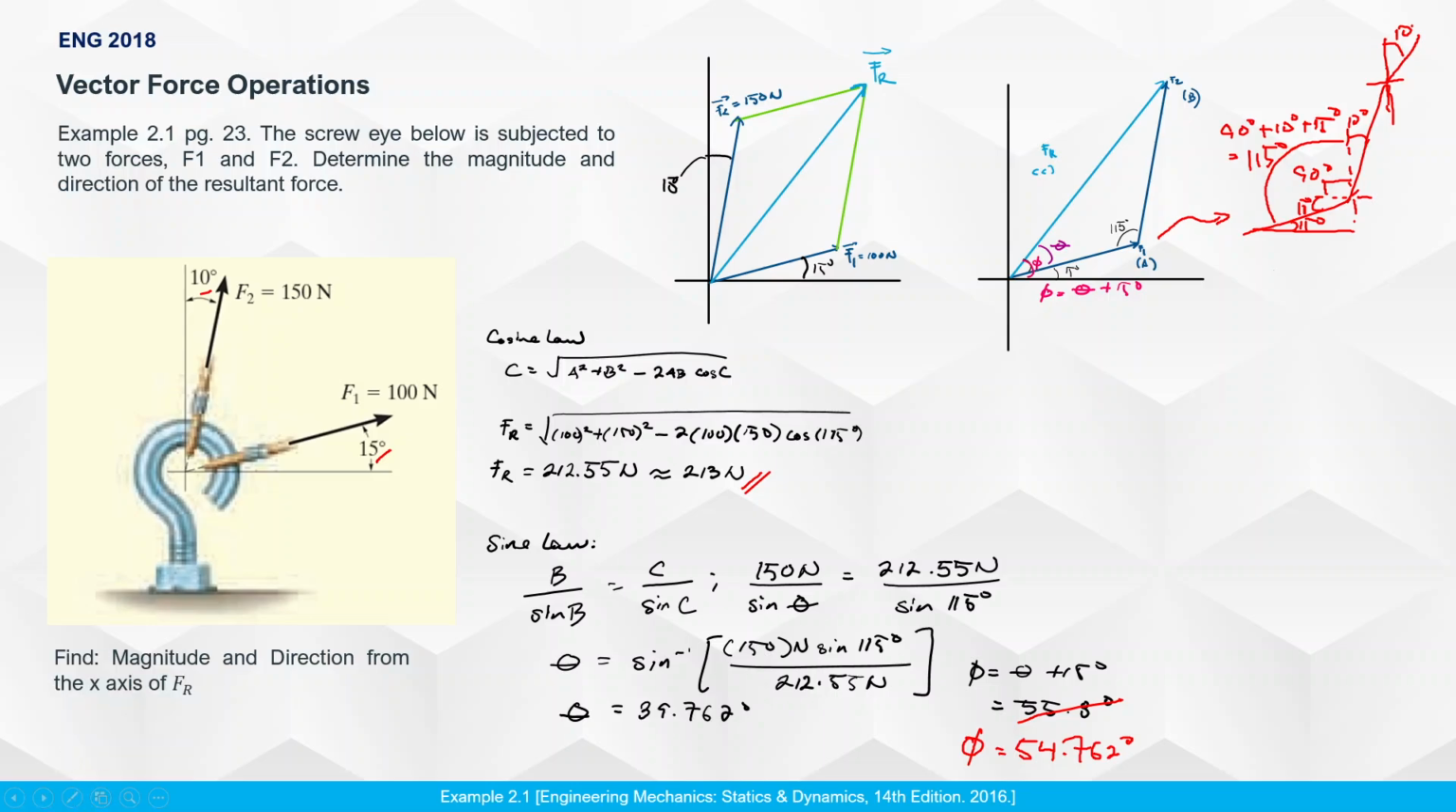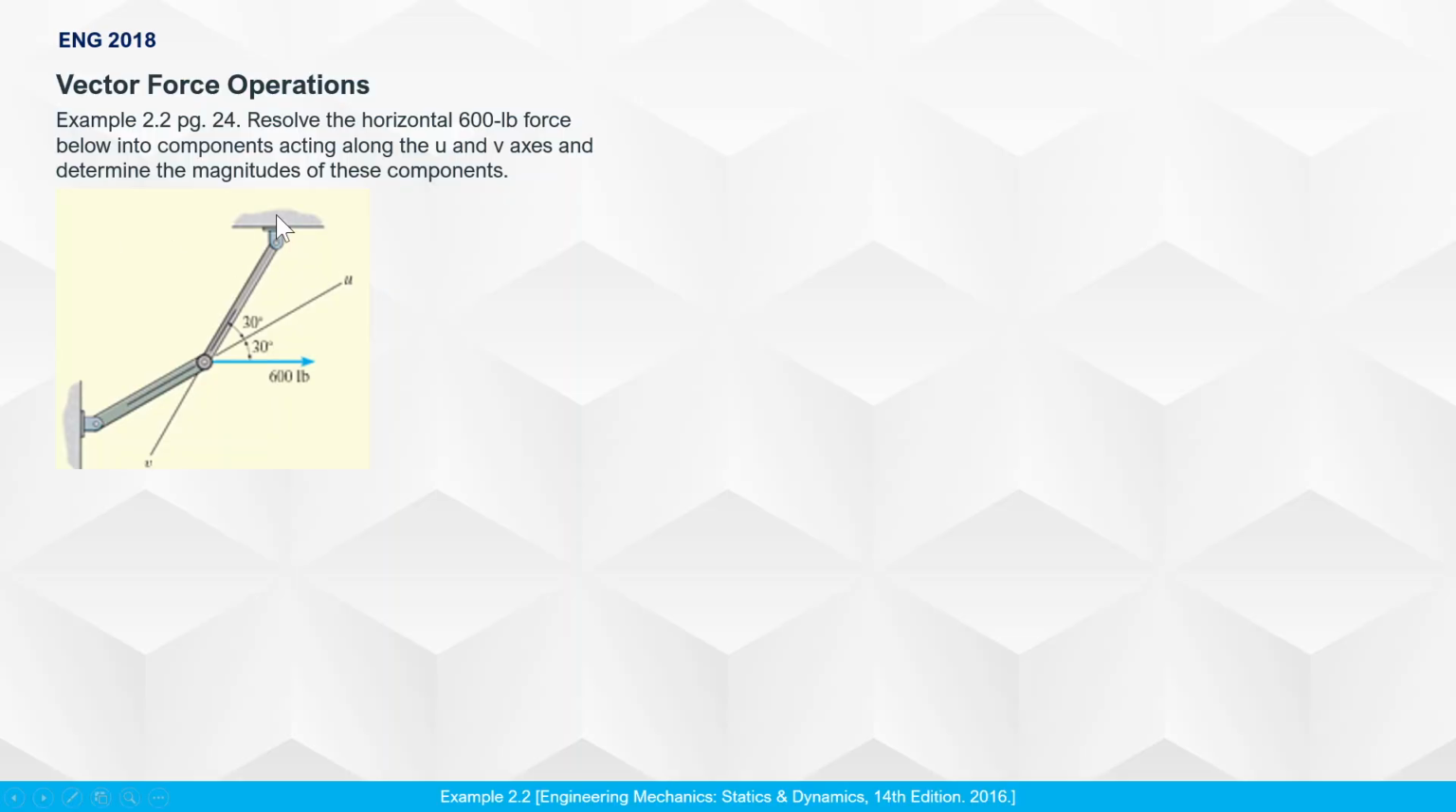Okay. Let's try another problem. This time, the resultant force is given, and we're finding the components of the force along the U and V axes named as such. So we have a chain here, with a force pulling on it, and we're being asked for the components along the U and V axes that provide this 600-pound force. We are asked to determine the magnitude of these components, so we need to find FU and FV.